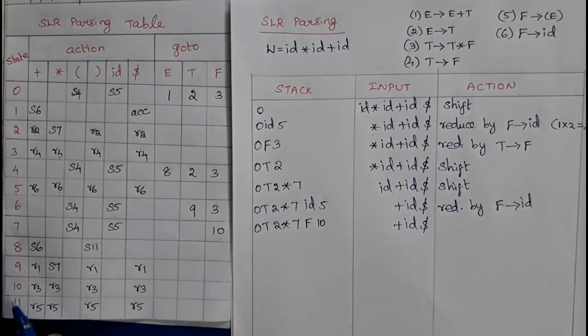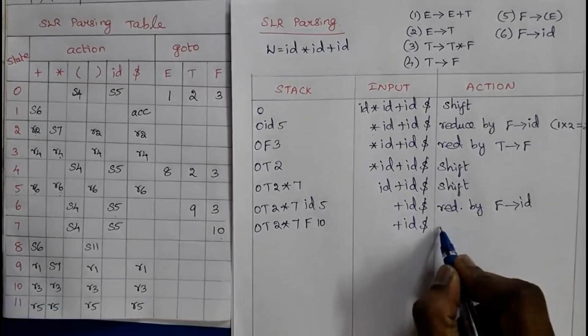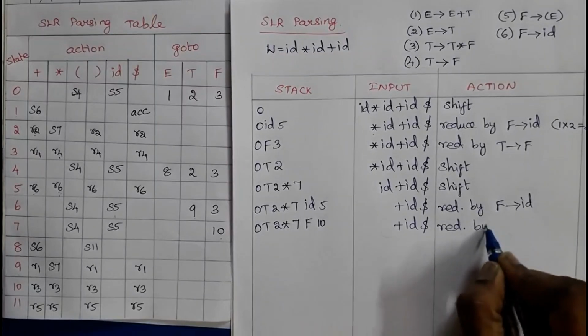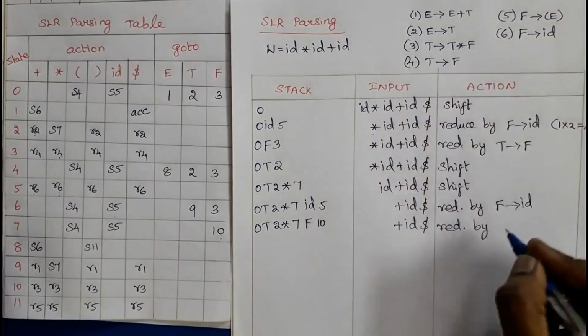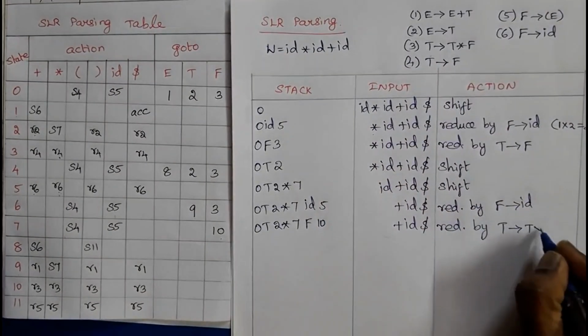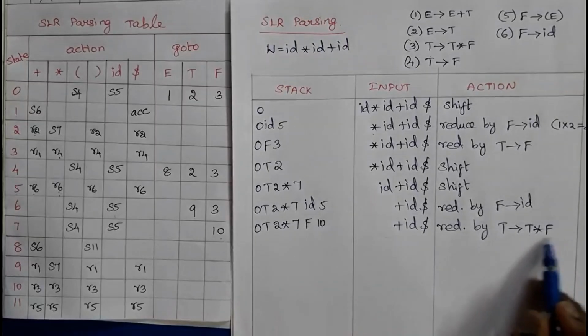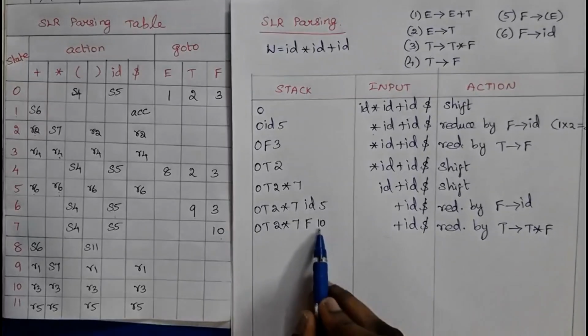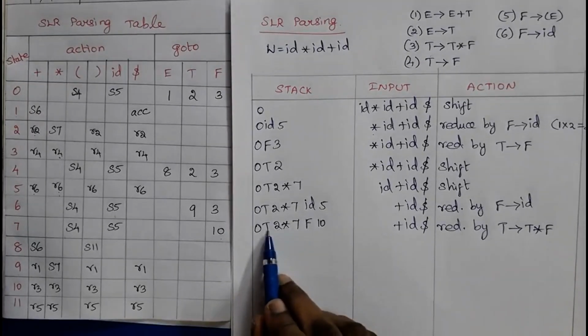Then 10 and plus. 10 and plus is R3. So reduce by production number 3. Production number 3 is T tends to T star F. Now length of the right hand side of the production is 3 multiplied by 2. So 6. 2 into 3 is 6. So we need to pop 6 symbols from the stack. So 1, 2, 3, 4, 5, 6.